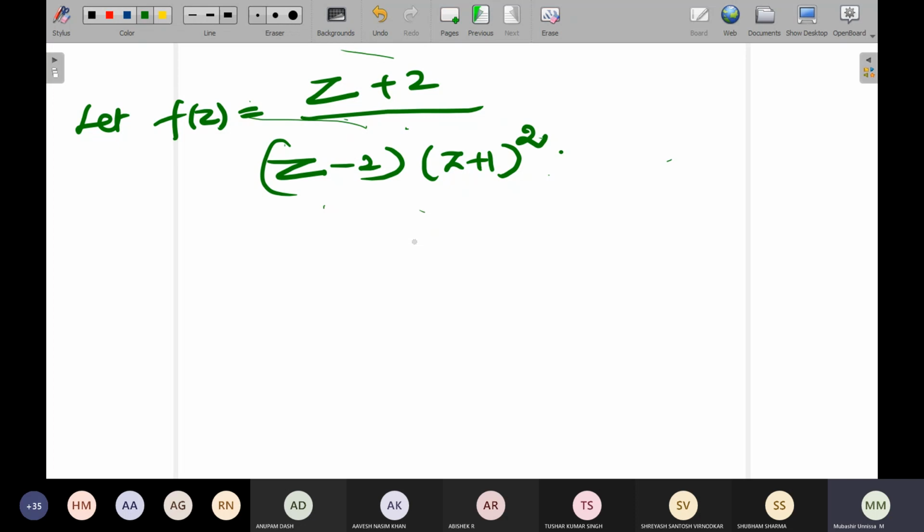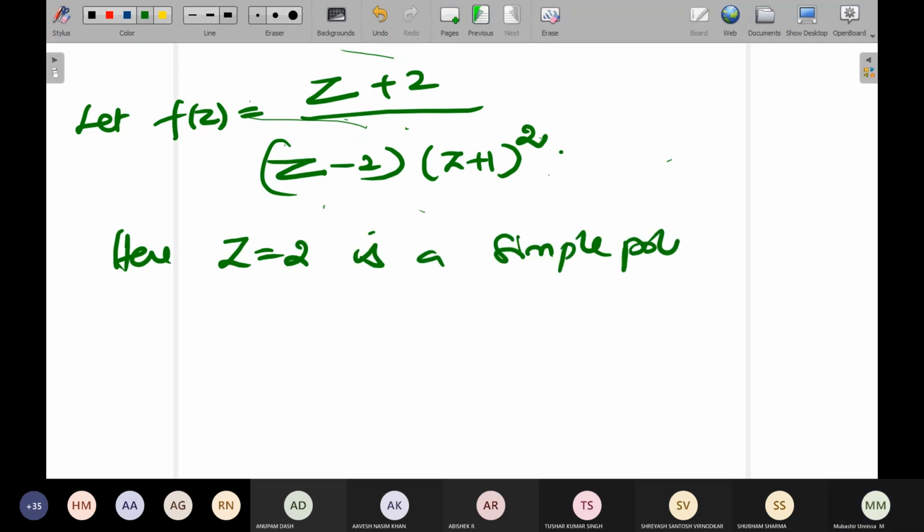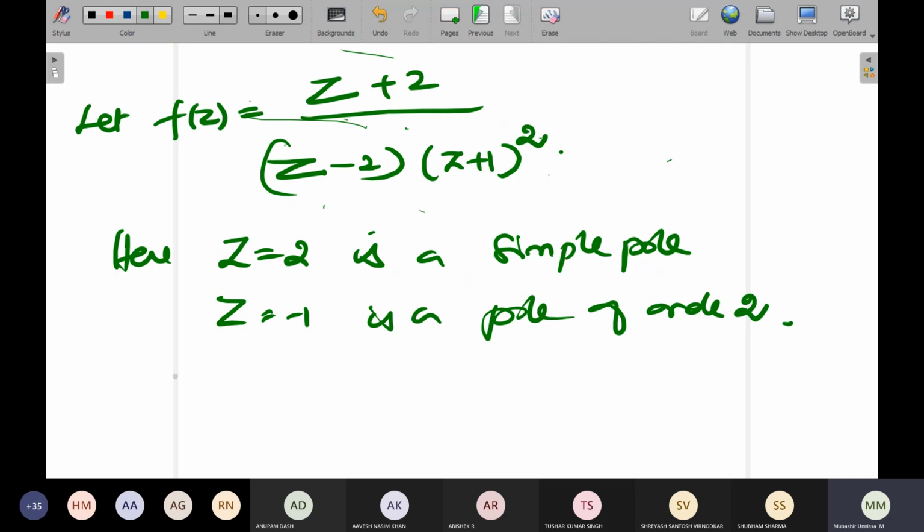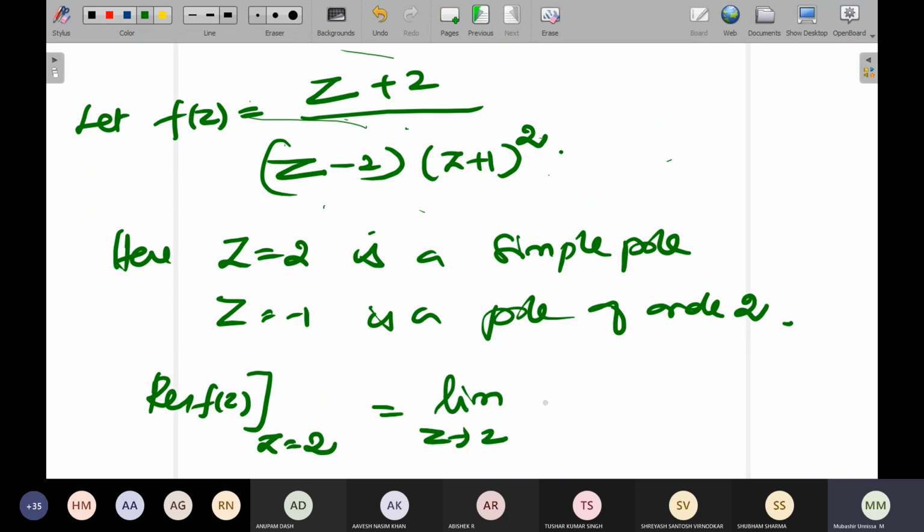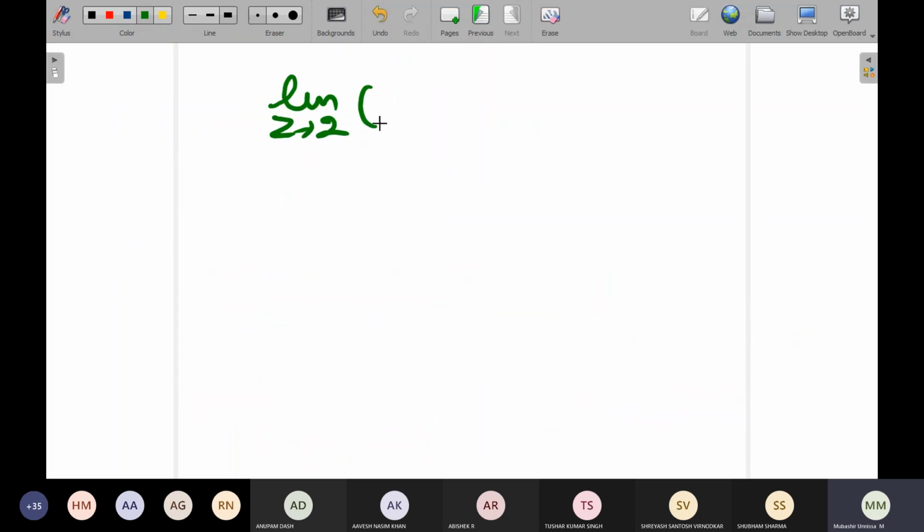Now listen. So what did I say? I said that we will calculate the residue for this function. Here z is equal to 2 is a simple pole and z is equal to minus 1 is a pole of order 2. So whenever you have a simple pole, the residue of the function f of z at z is equal to 2 is limit z tends to 2, z minus 2 into f of z.